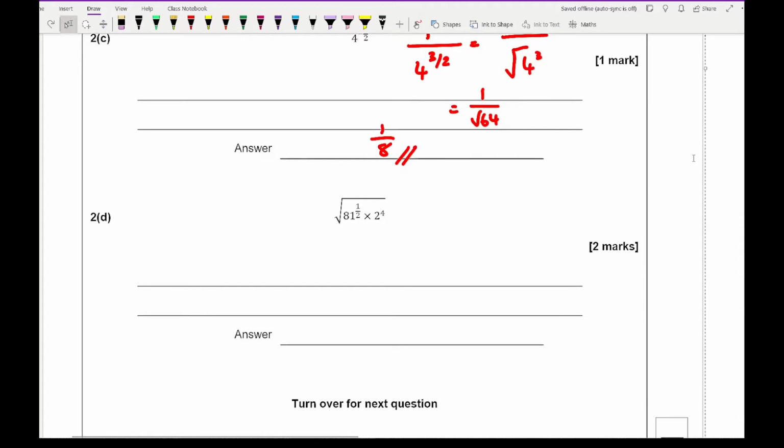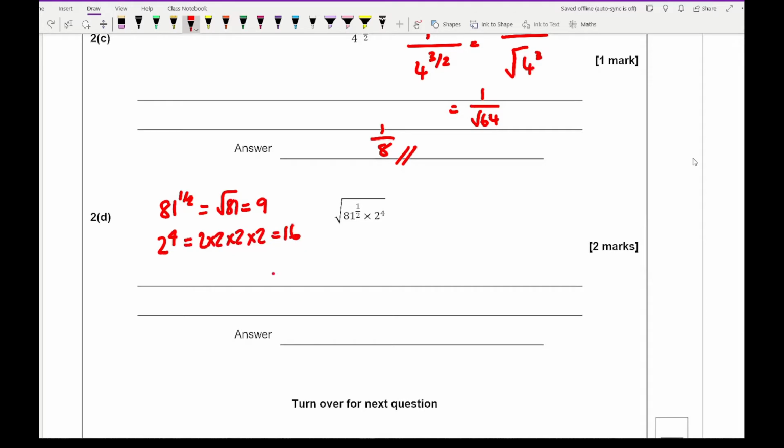Now moving on to question 2d. Now for this one, what we need to do is square root both of these two things here. Now here, 81 to the power of a half is just the square root of 81, which is 9. And 2 to the power of 4 is 2 times 2 times 2 times 2, which is 16. So what I've then got is the square root of 9 times the square root of 16.